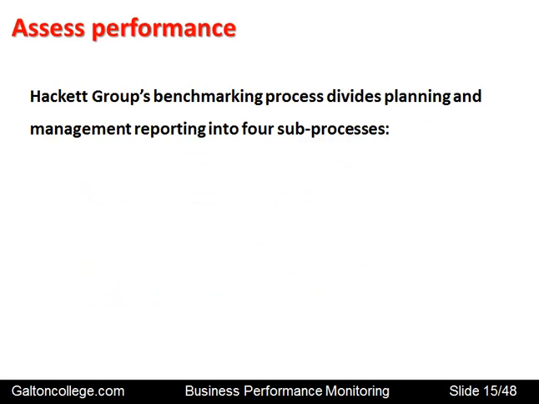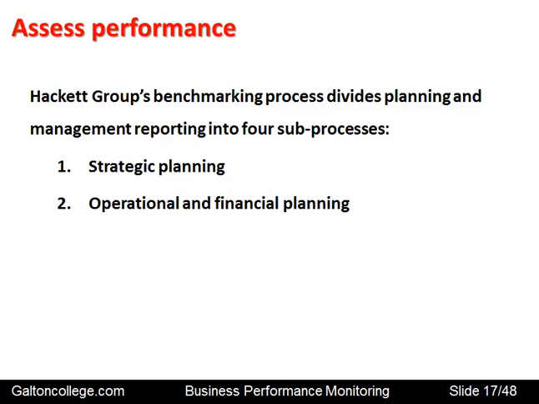Now, the Hackett Group's benchmarking process divides planning and management reporting into 4 sub-processes. First of all, strategic planning. Well, strategic planning is at the macro level. This is at the organizational level, where it's looking long-term. It's trying to position the organization within the market long-term. It involves senior management. It involves a lot of information, careful thought to see where the organization is going to be placed in the market long-term.